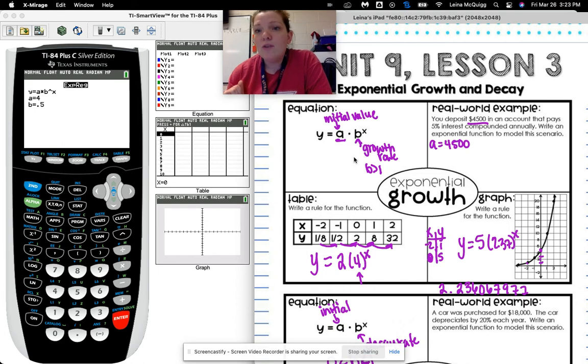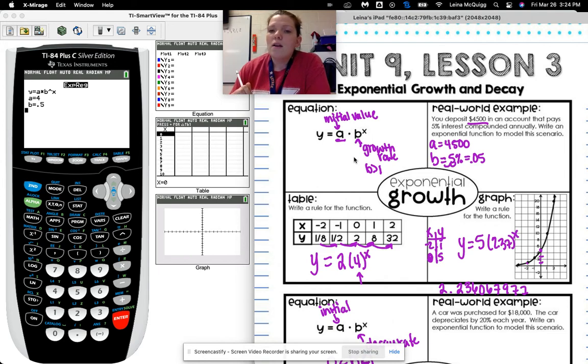Then it's growing. It says the account that pays interest, 5% interest compounded annually. So that pays interest, that means it's giving me money. I'm gaining money on top of my $4,500 while it's in this account. And it's coming in at a rate of 5%. So my B value is that 5%. I can't put percentages into my equation. So I want to convert this to a decimal. So if I convert this, I'd have to move my decimal over 2 places. So 5% is the same thing as 0.05 as a decimal. 0.05. Remember, I have to move it 2 spaces.